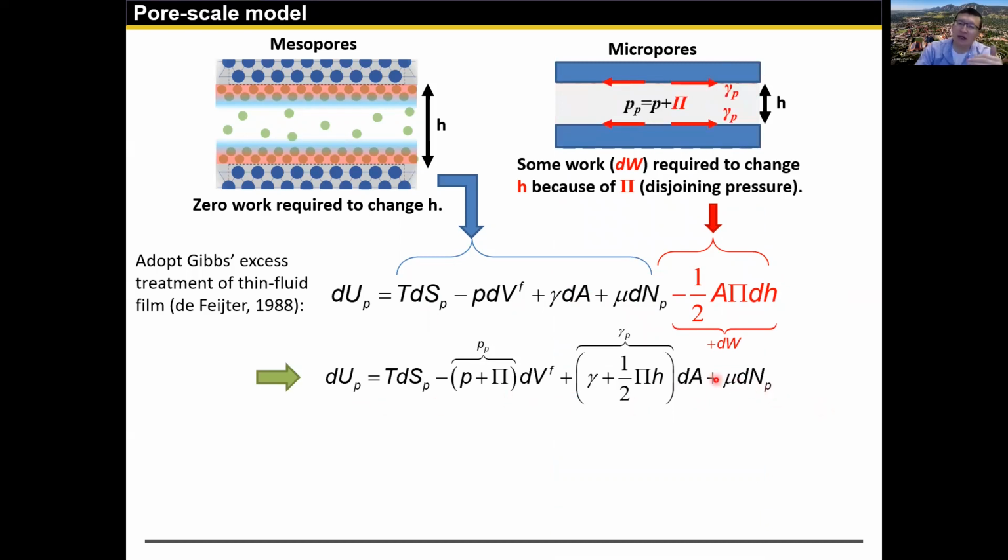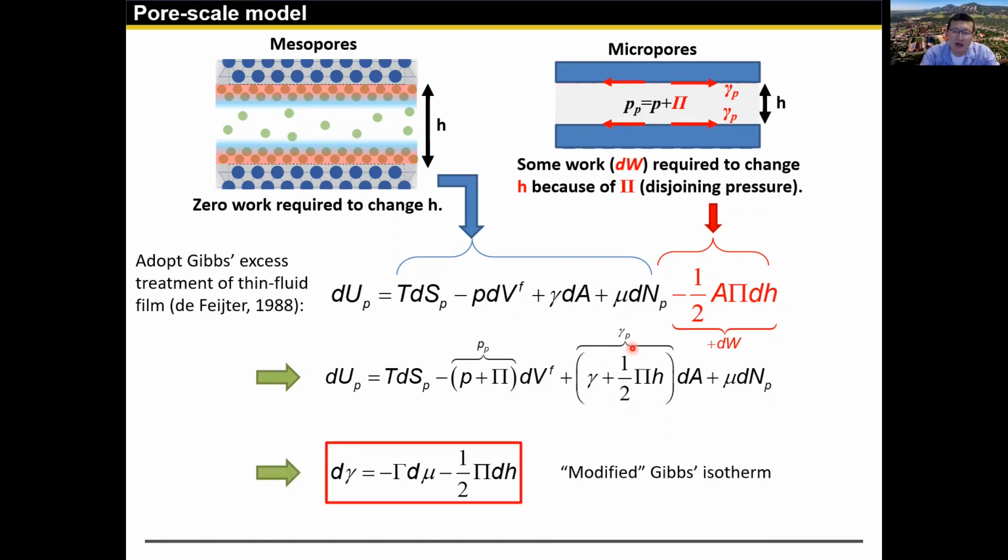Since the pore size, pore area, and pore volume are related, you can lump this term into the previous two terms and write it in the same format as for the mesopores. And you can see that the only difference in treating a micropore versus a mesopore is to update the pore fluid pressure to be P plus pi, where pi is the so-called disjoining pressure or solvation pressure. Also, the surface tension needs to be revised to gamma p, which you can think of as an equivalent surface tension.